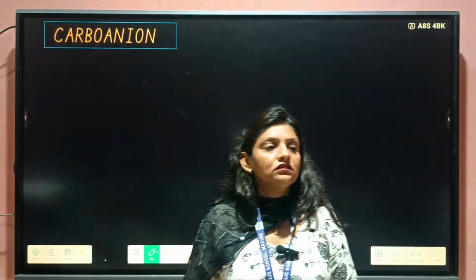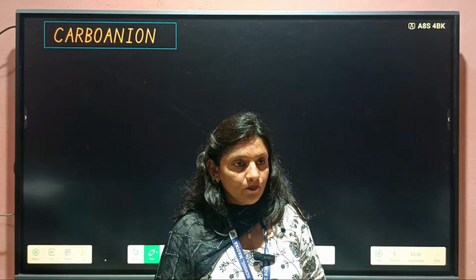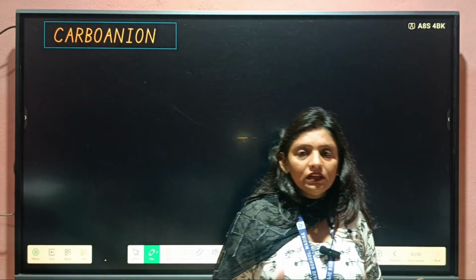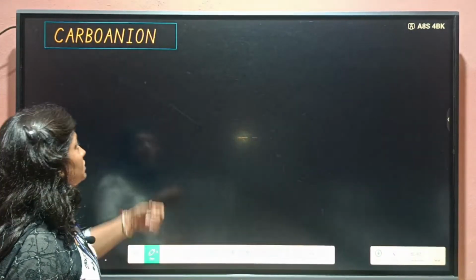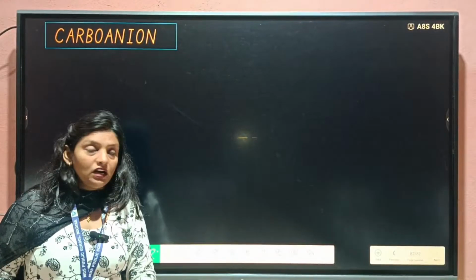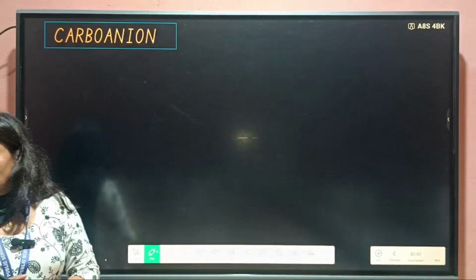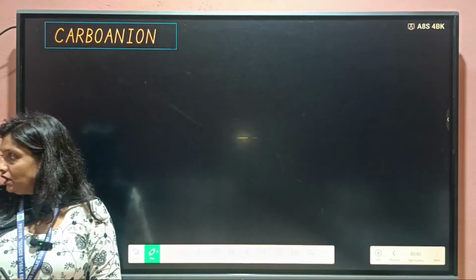So today we will discuss the carbanion. Students, yesterday we discussed the carbocation. These are intermediates. So today we will discuss one more intermediate, that is the carbanion. So what do you mean by the carbanion?